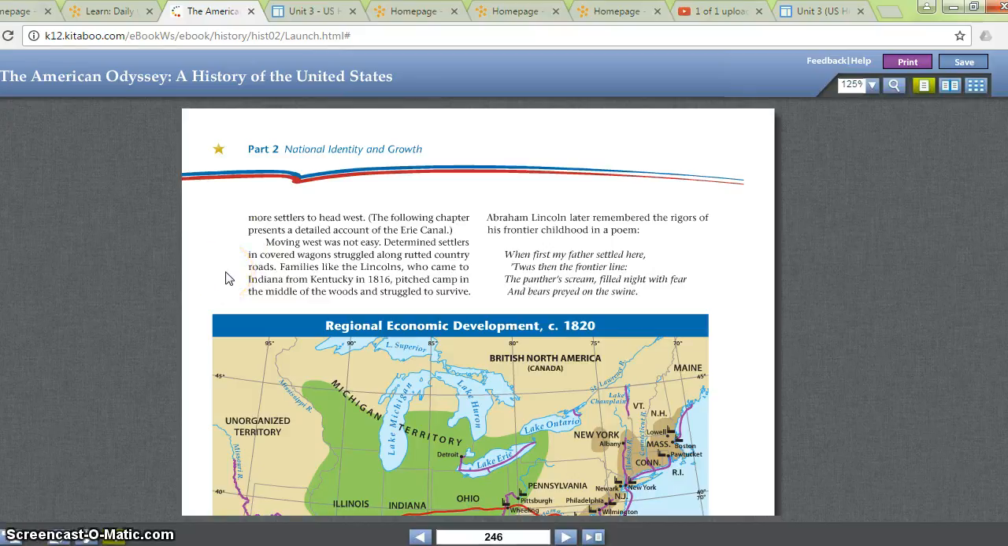Moving west was not easy. Determined settlers in covered wagons struggled along rutted country roads. Families like the Lincolns, who came up to Indiana from Kentucky in 1816, pitched camp in the middle of the woods and struggled to survive. Abraham Lincoln later remembered the rigors of his frontier childhood in a poem. "When first my father settled here, 'twas then the frontier line. The panthers screamed, filled night with fear, and bears preyed on the swine."